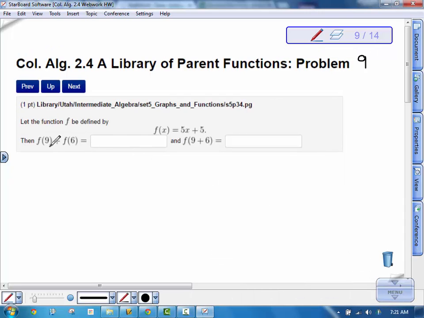Okay, a little more practice with function notation. F of 9, 9 times 5 is 45, plus 5 is 50, so we have 50 plus f of 6 would be 35. And you add that together, you get 85. And then it wants us to do f of 9 plus 6. 9 plus 6 is 15, and if I plug in 15, I get 5 times 15 plus 5. 5 times 15 would give you 75 plus 5, which is 80. So this would be 80.